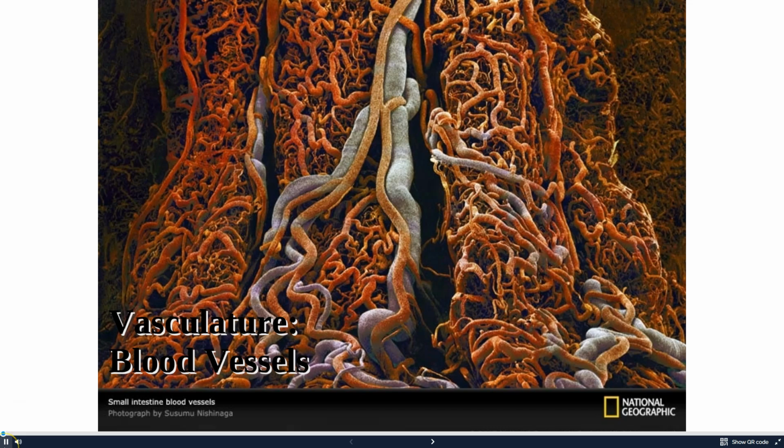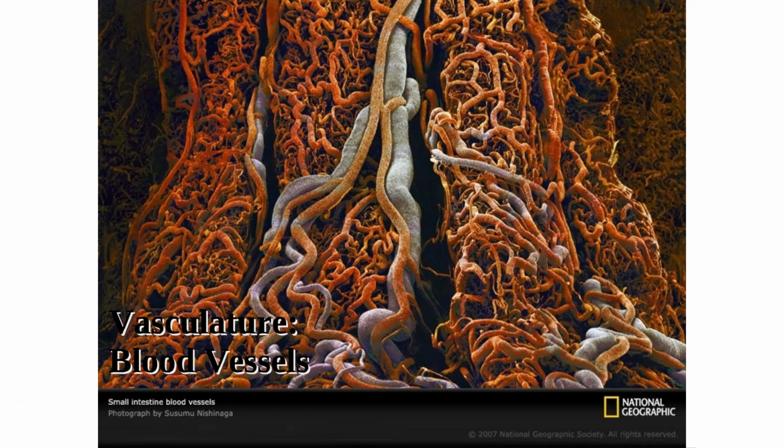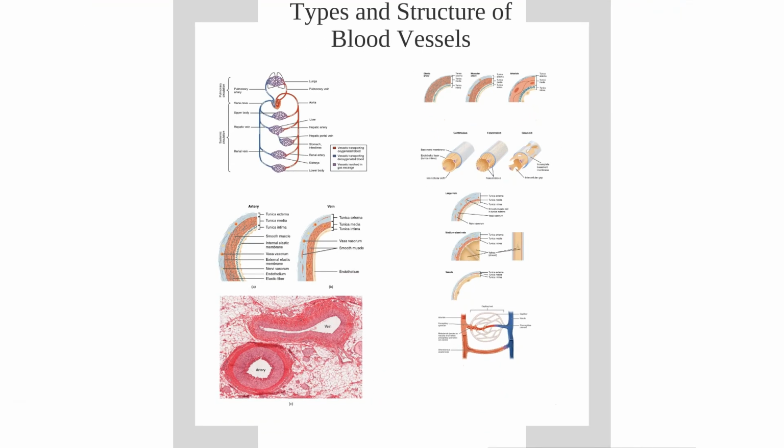In this chapter on the vasculature, we'll be looking at the structure of blood vessels. We'll look at the structure of the different types of blood vessels and their major functions and the tissues that make them up.